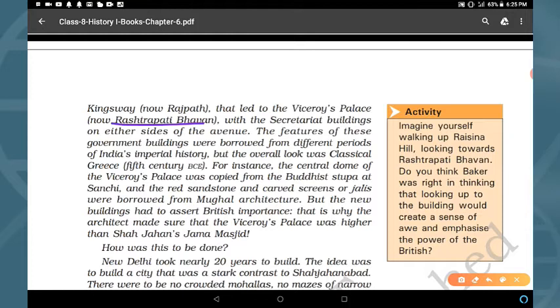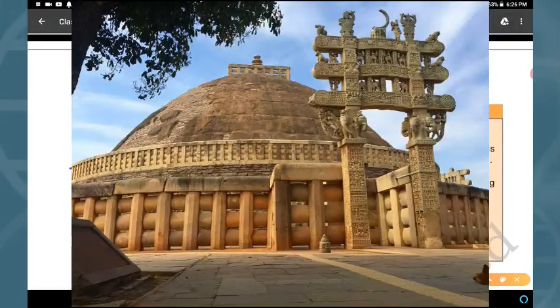The features of these government buildings were borrowed from different periods of India's imperial history, but the overall look was classical Greece. You have to remember, classical Greece means Greek in Europe, 5th century BC. For example, the central dome of the Viceroy's Palace was copied from the Buddhist stupa at Sanchi.